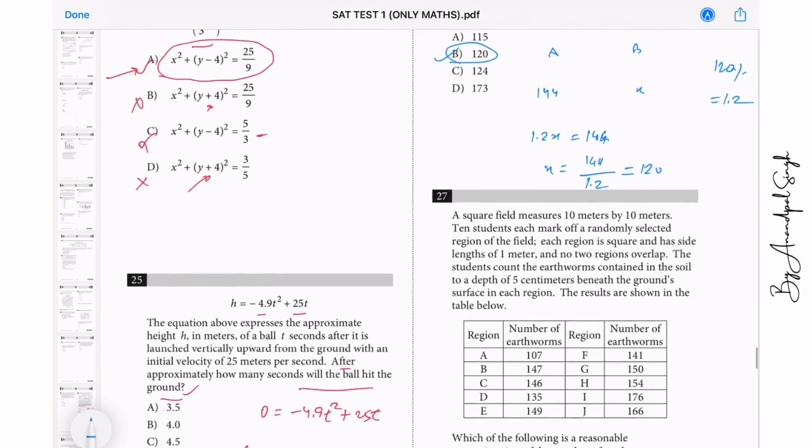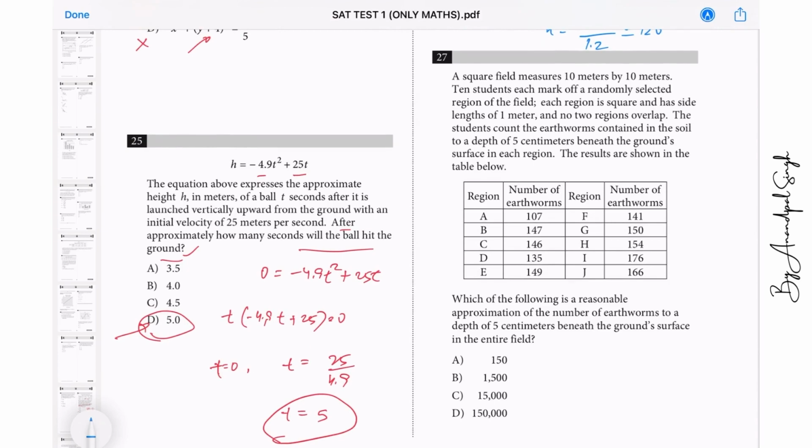Next question. A square field measures 10 by 10 meters. 10 students each marked a randomly selected region. Each region is a square of side 1 meter. It means that we have 100 squares, of which 10 are given. Which of the following is a reasonable approximation of the number of earthworms to the depth of 5 centimeters beneath the ground in the entire field?